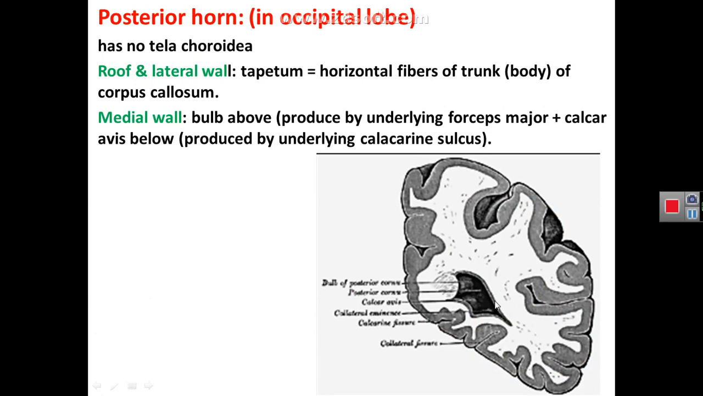The posterior horn that lies in the occipital lobe has a roof, which is superior-lateral, formed by the tapetum, the horizontal fibers projecting from the body of corpus callosum, or the trunk of corpus callosum. While the floor or the medial wall of the posterior horn is formed by two swellings. The superior one is called the bulb, that is produced by fibers of the forceps major projecting from splenium of corpus callosum, and below this bulb, the medial wall or the floor is formed by another swelling, which is called calcar avis, produced by the calcarine sulcus.